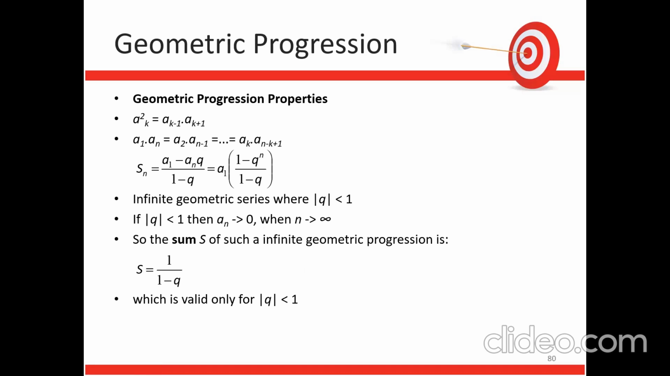So this one is the finite case, where you know the last number. When you don't know the last number, it is an infinite geometric series where the absolute value of q is less than 1. If q is less than 1, then a sub n approaches 0 as n approaches infinity. So the sum S of an infinite geometric progression is S is equal to a1 over 1 minus q, which is valid for absolute q less than 1.